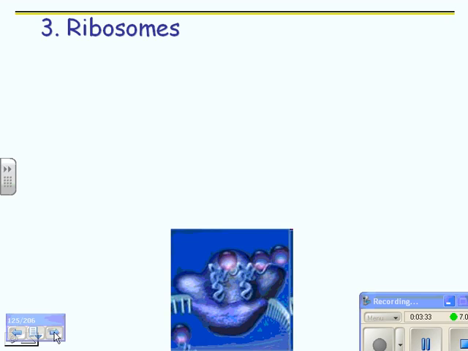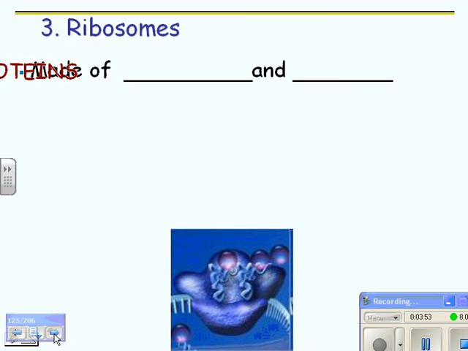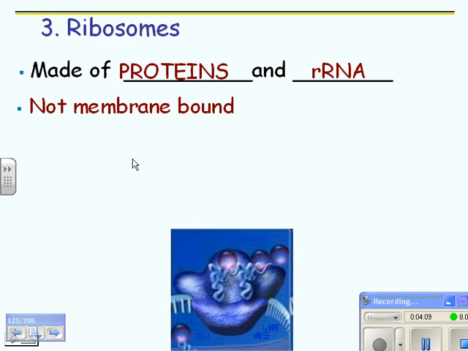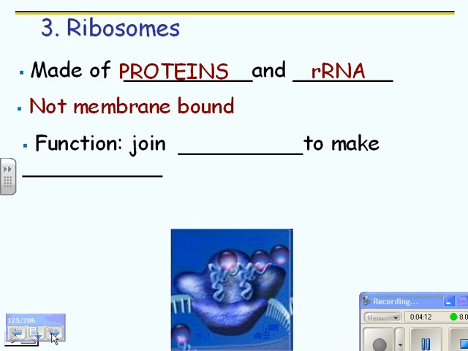Okay, ribosomes. I think this is the first non-membrane bound organelle that we're talking about. Ribosomes are made out of two things, proteins and a special kind of RNA called ribosomal RNA. Oops, it says it right here, doesn't it? So they are made of proteins and of ribosomal RNA. That R stands for ribosomal, because they make ribosomes. They are not membrane bound, just protein and RNA, all mixed up together.